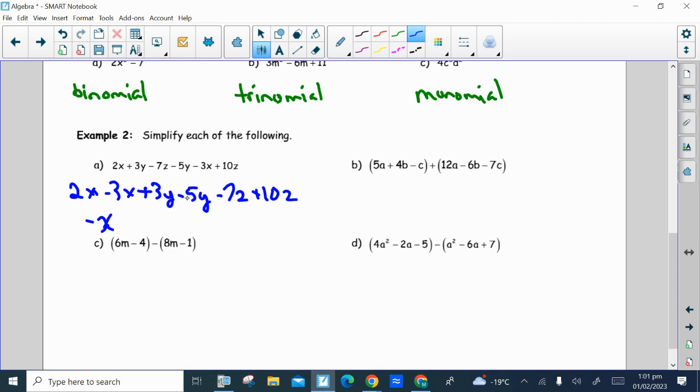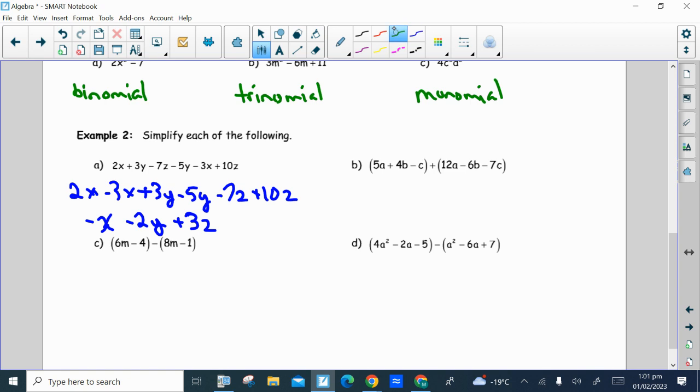If you have 3y and you take away 5y, 3 take away 5 is negative 2. This is why we reviewed our work with integers yesterday. And the last ones, negative 7z's plus 10z's, negative 7 plus 10 is positive 3. And so there's a simplified expression. We went from 6 terms down to 3. We simplified it.